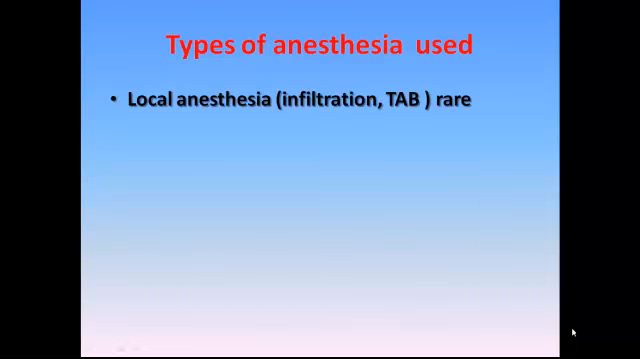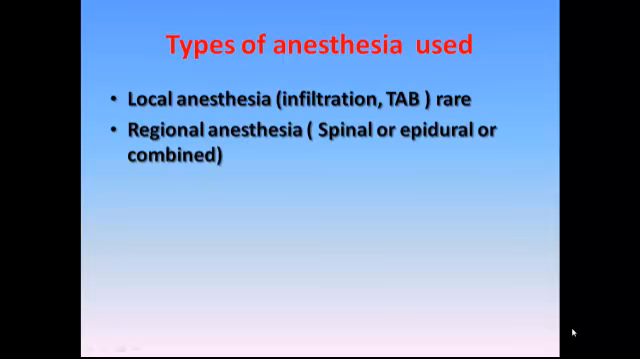Type of anesthesia used. Either we use local anesthesia, either infiltration or TAP block, but this is very rare. I myself have only used infiltration anesthesia once. TAP block is used mainly for post-operative analgesia nowadays. Regional anesthesia, either spinal or epidural or combined spinal epidural, or general anesthesia.